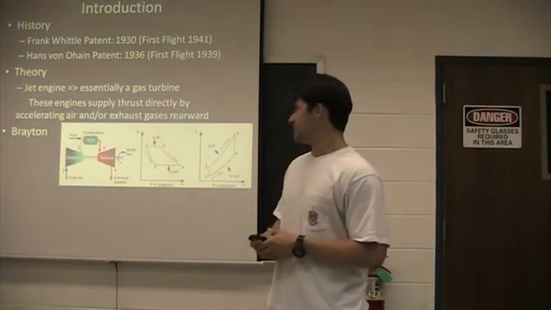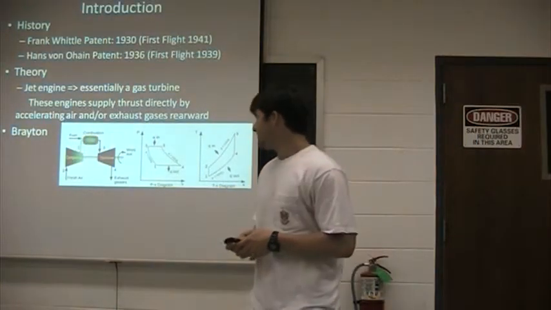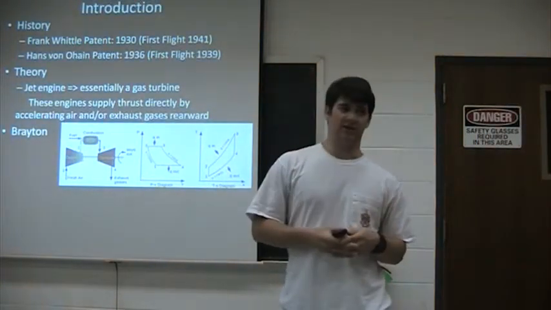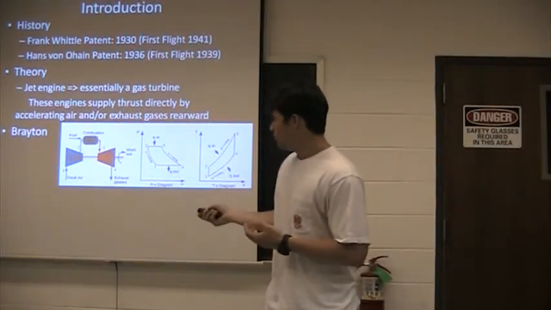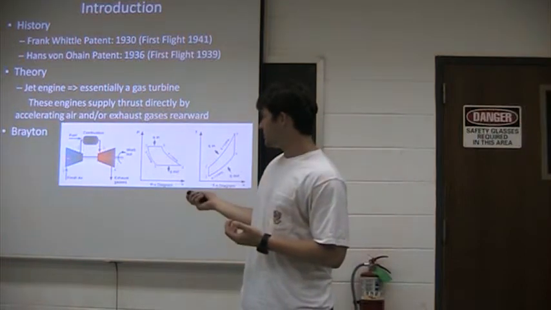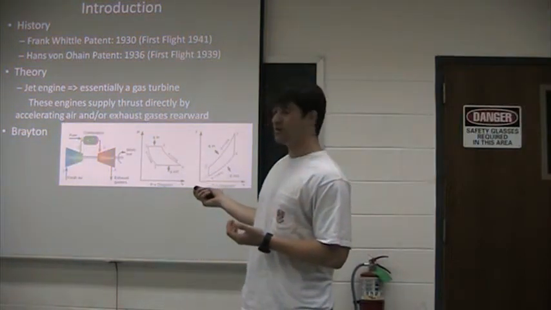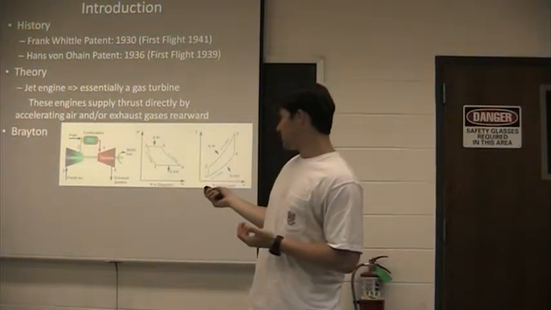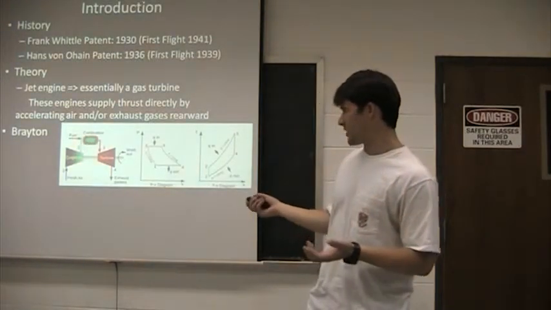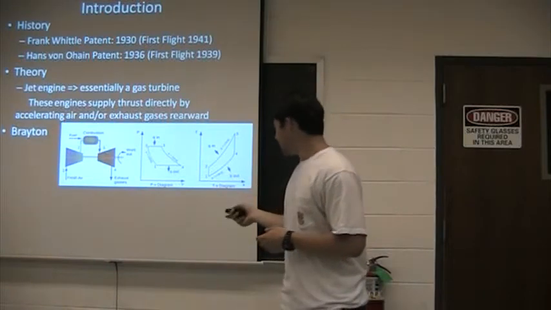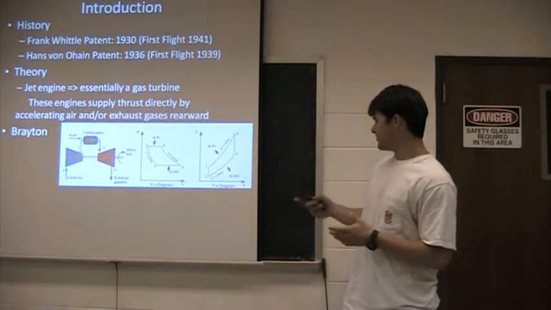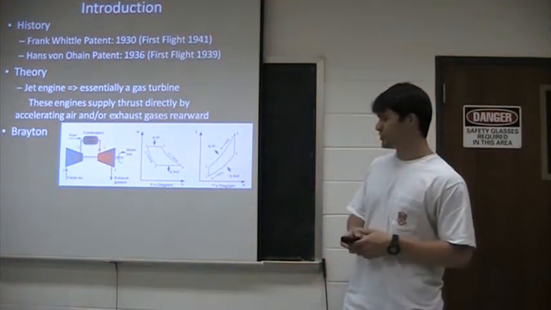A jet engine is essentially a gas turbine. They supply high thrust by accelerating air, and this utilizes the Brayton cycle, where air comes into the compressor, it's combined with fuel, where it undergoes combustion, and then after combustion it turns the turbine, which produces work out and exhaust gases. This is the diagram right here, the pressure and the temperature-entropy diagrams.